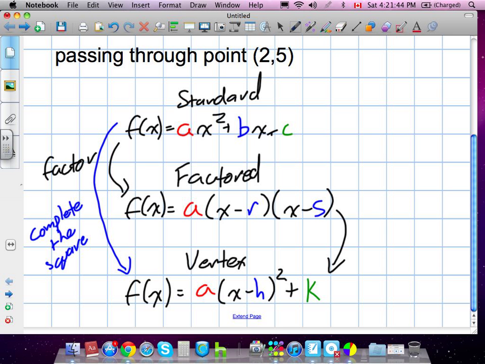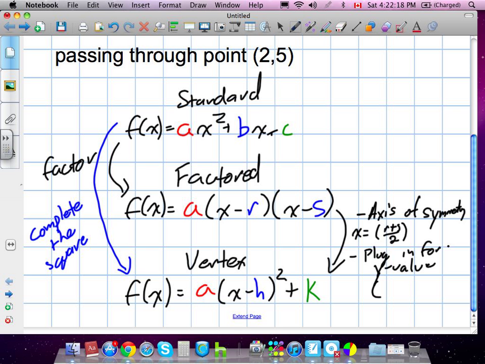Okay, so I'm just going to write this as steps. Step 1 is to find the axis of symmetry, which is a little formula, r plus s divided by 2. It gives you the x value of the vertex. And then you would plug in for the y value. Once you have the x value of the axis of symmetry, you plug that value back into the equation and you find the y value of the vertex. And these will give you your x and y values of the vertex, which are your h and your k.